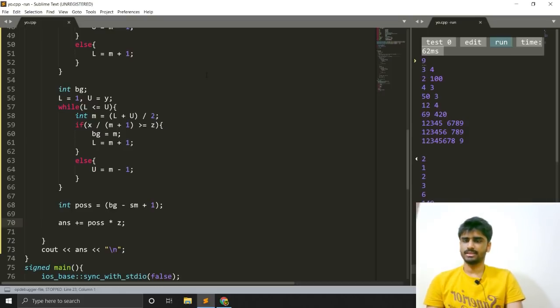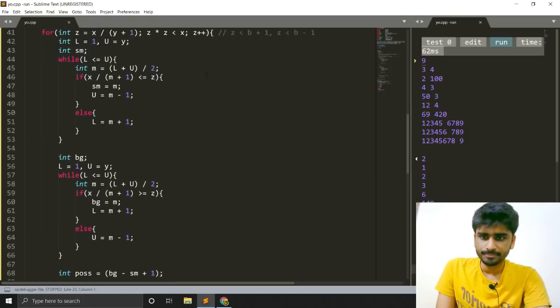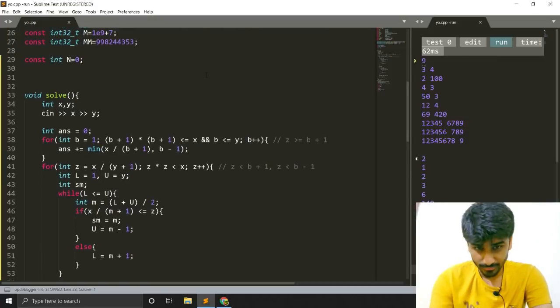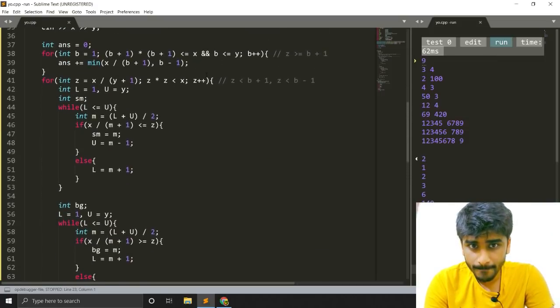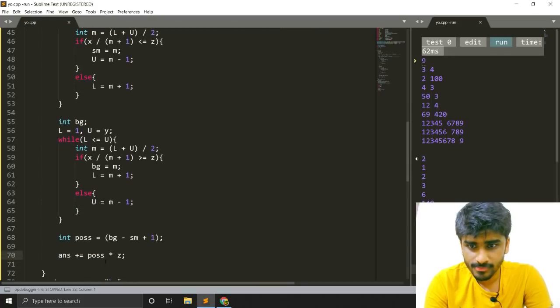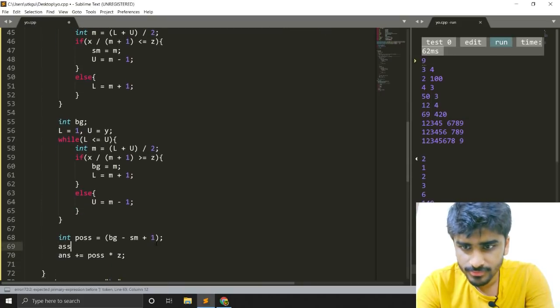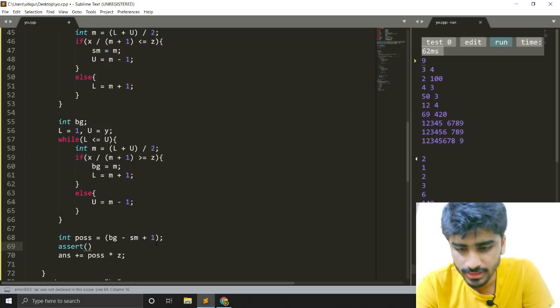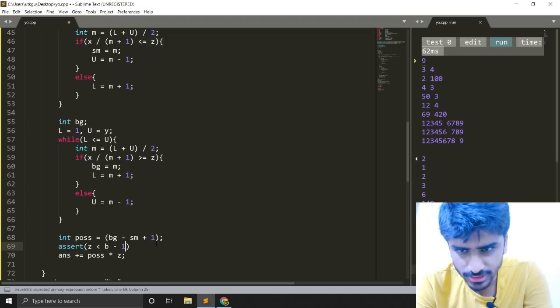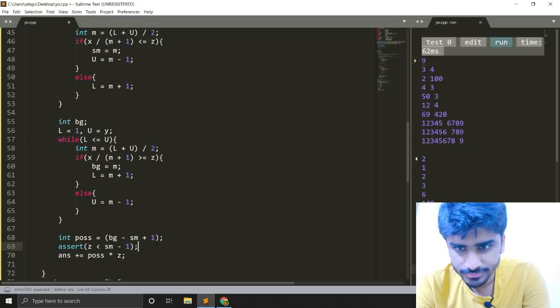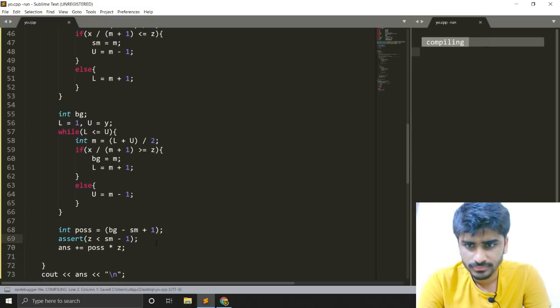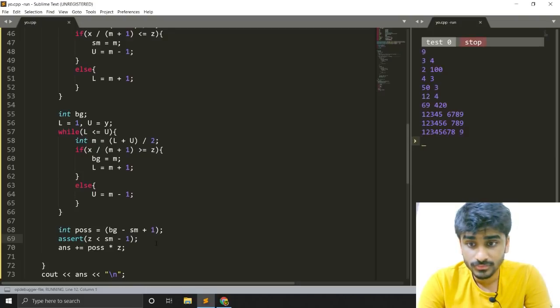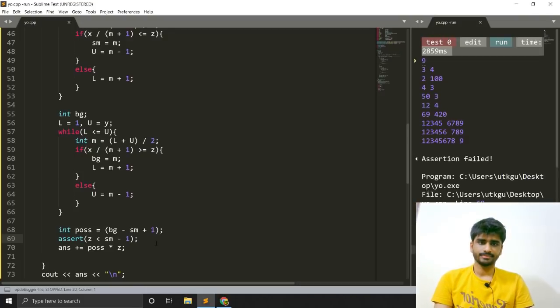No, that's incorrect. Assert z is greater than, sorry, z is smaller than b minus 1. It's a minus 1. Oh, it failed. Okay.